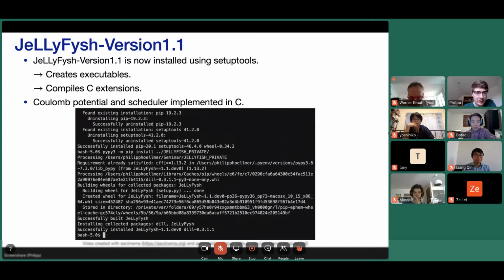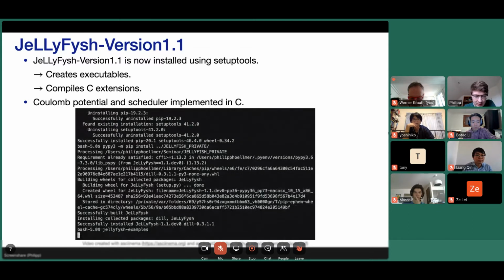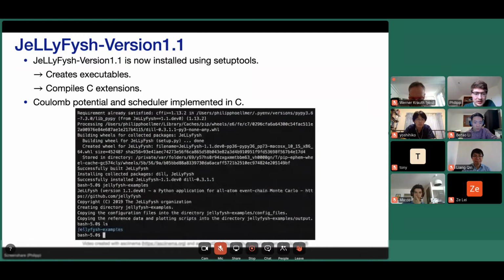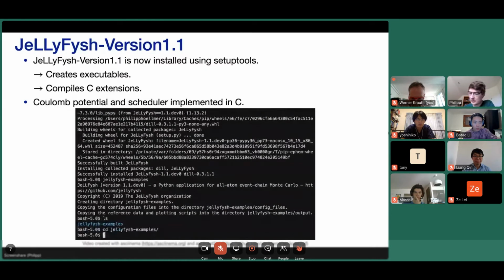I also said that setuptools allows to create executables. So one of these executables is the JeLLyFysh examples, which I just executed here. What this does is it creates a directory called JeLLyFysh examples, and it copies all the configuration files we ship with our JeLLyFysh application into the current working directory.